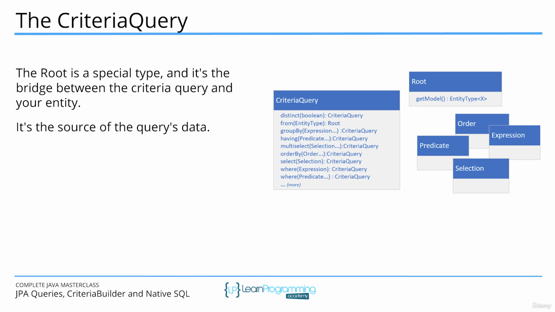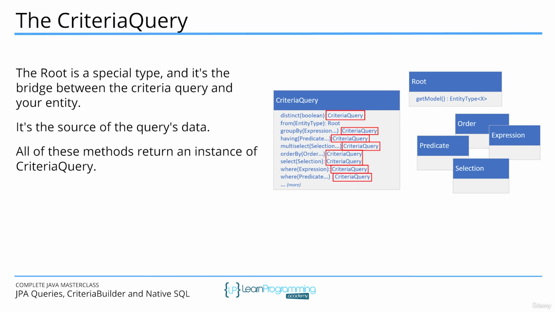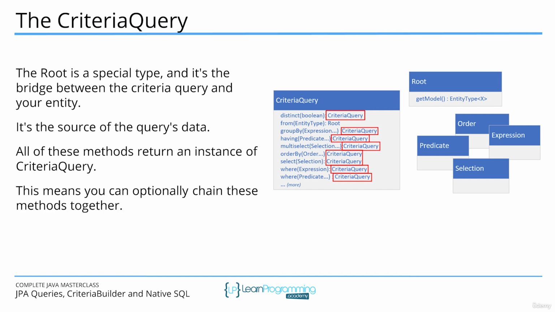I also want you to see that other than the from method, all of these methods return an instance of criteria query. Like the string builder object, the criteria query object is mutable, but each method returns a reference to itself. This means you can optionally chain these methods together, which provides the advantage of more concise and readable code.